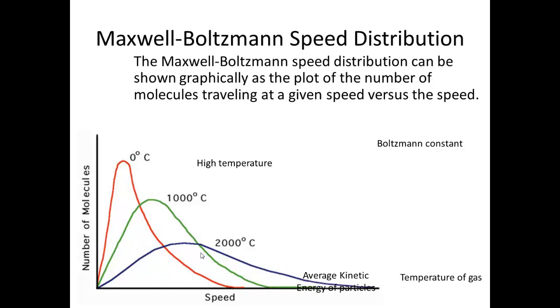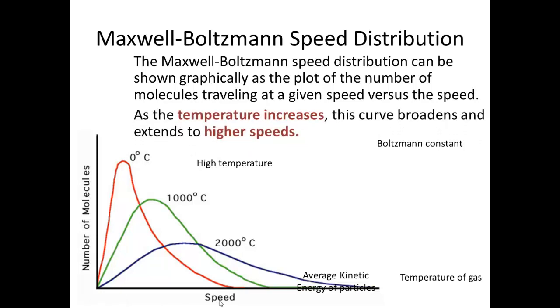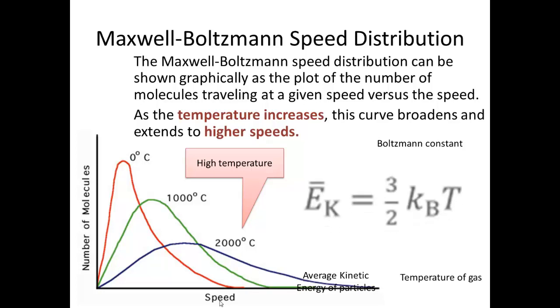So the Maxwell-Boltzmann speed distribution, which is what this is, can be shown graphically as a plot of the number of molecules up on the y-axis against the speed of the molecules. What you notice is that as the temperature increases, the curve broadens out and extends to higher speeds. So basically, the higher the temperature, the higher the average kinetic energy. So here's a high temperature, 2000 degrees. That's where we have a high kinetic energy.